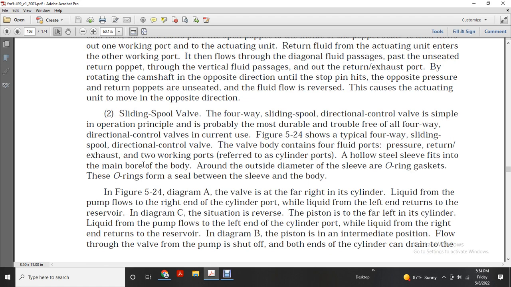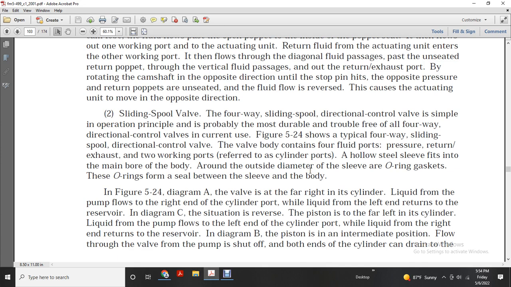The 4-way sliding spool directional control valve is simple in operating principle and probably the most durable and trouble-free of all 4-way directional control valves. Figure 524 shows a typical 4-way sliding directional control valve. The valve body contains four fluid ports: pressure, return exhaust, and two working ports connected to the cylinder. A sleeve is housed in the main bore of the body. O-ring gaskets around the outside diameter of the sleeve seal between the sleeve and the body.